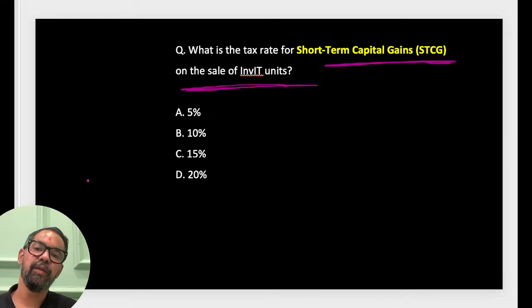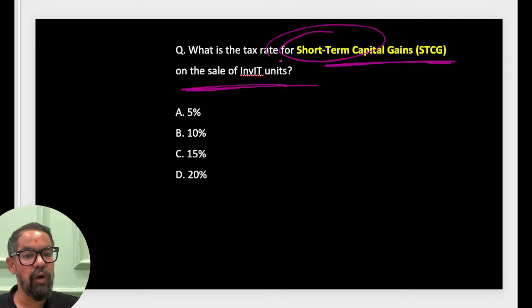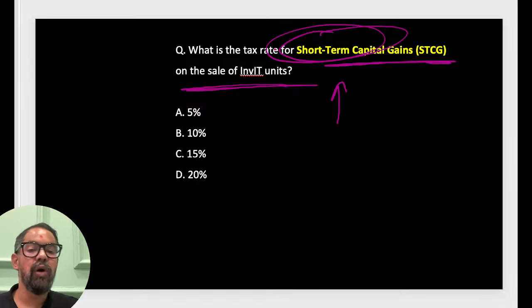Or even if it is about REITs, it will be the same. ठीक है, so for both we have the same. It is short term. You have to remember short term is always higher than long term. Short term capital gain will be higher compared to long term. So it is 15%. Long term capital gain is 10%.